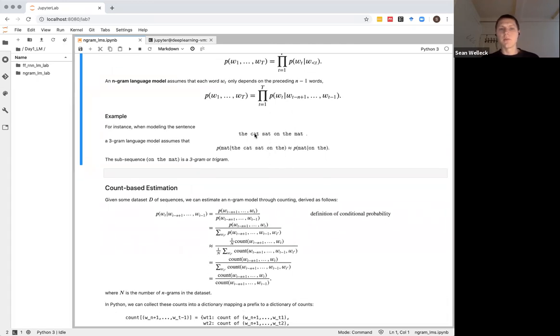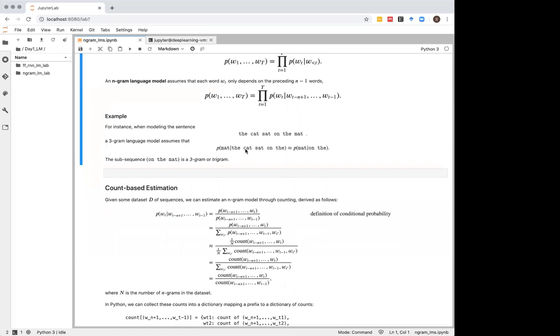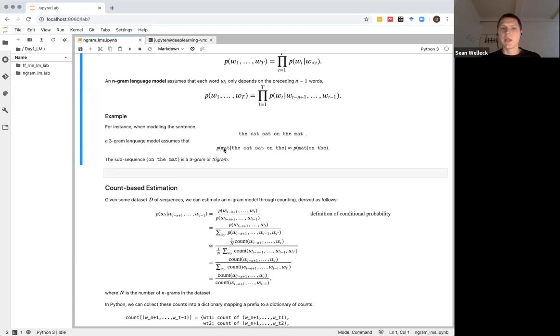So for example, if you're modeling this sentence here, the cat sat on the mat, and you have a 3-gram language model, then your model is making this assumption, which says that the probability of mat given the cat sat on and the is going to be approximated by just probability of mat given on and the. Okay, and then we call these 3 words here a 3-gram or a trigram.